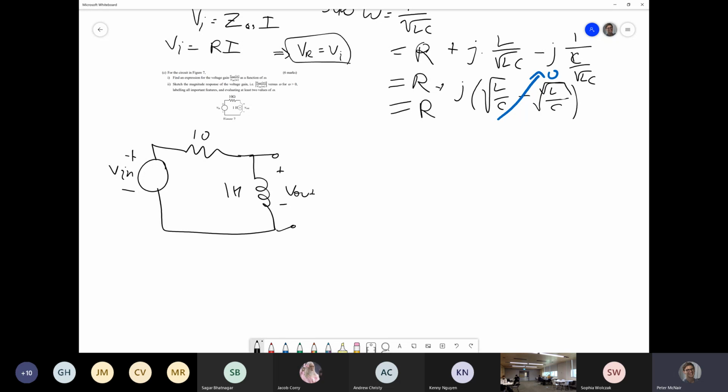How would we go about that? Any ideas? Voltage divider. Voltage divider, exactly right. This is just the voltage here. So let's first convert this to J omega, right? As a function of omega. And what's the resistor as a function of omega?